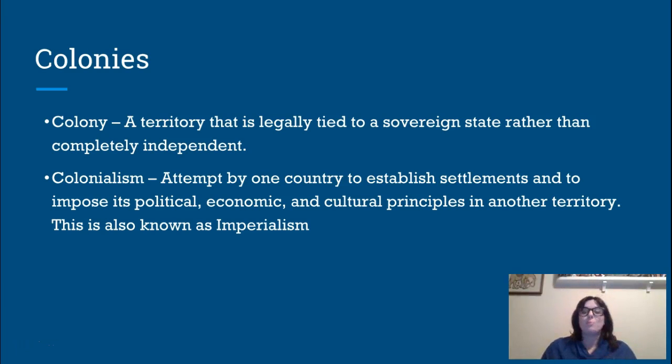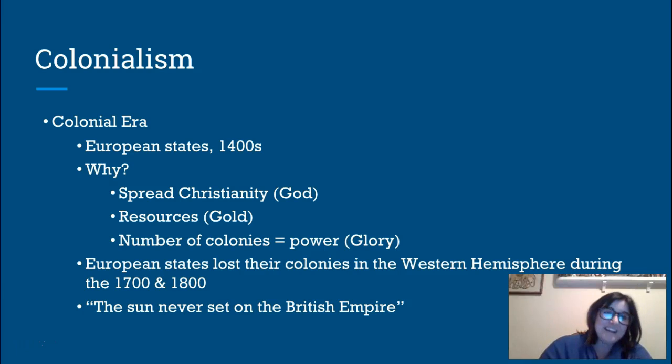And so that whole period was called the colonial period. Colonialism as a verb is the attempt by one country to establish settlements and to impose its political, economic, and cultural principles in another territory. Okay? Now, this continued. Lots of countries get their independence around the same time that the U.S. does, but it will continue a little bit later.